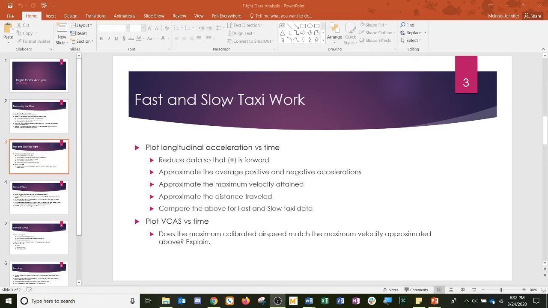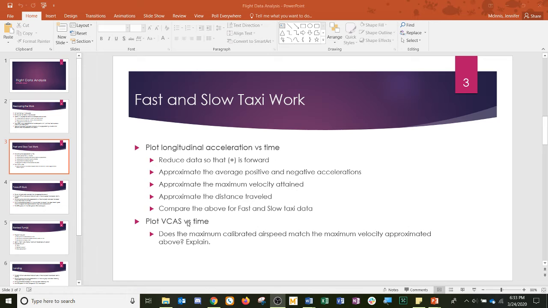My suggestion for fast and slow taxi work is that this is done kind of together because I want you to compare, for example, the accelerations of the fast and slow taxi, the braking accelerations for those tests. You can also consider the maximum velocity attained at fast taxi and at slow taxi. Maybe it's the same, maybe it's not. Do they travel the same distance?